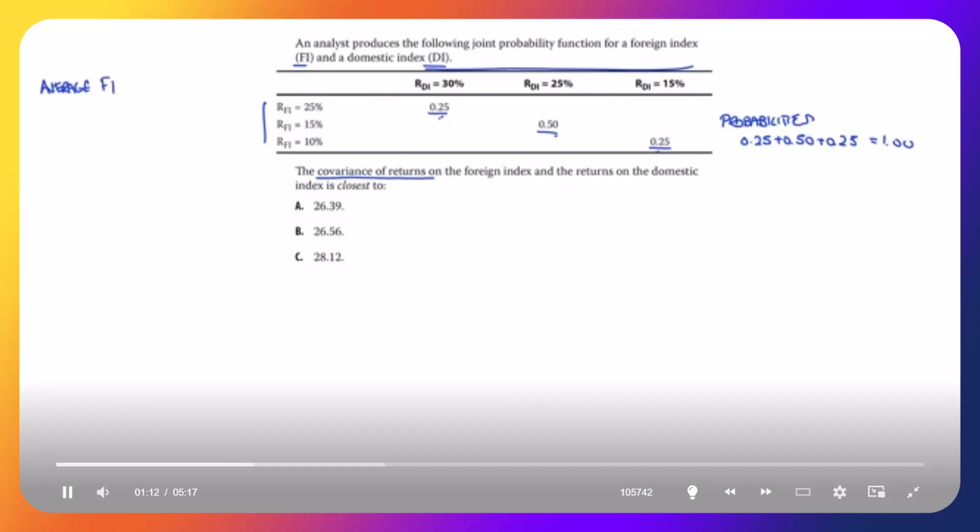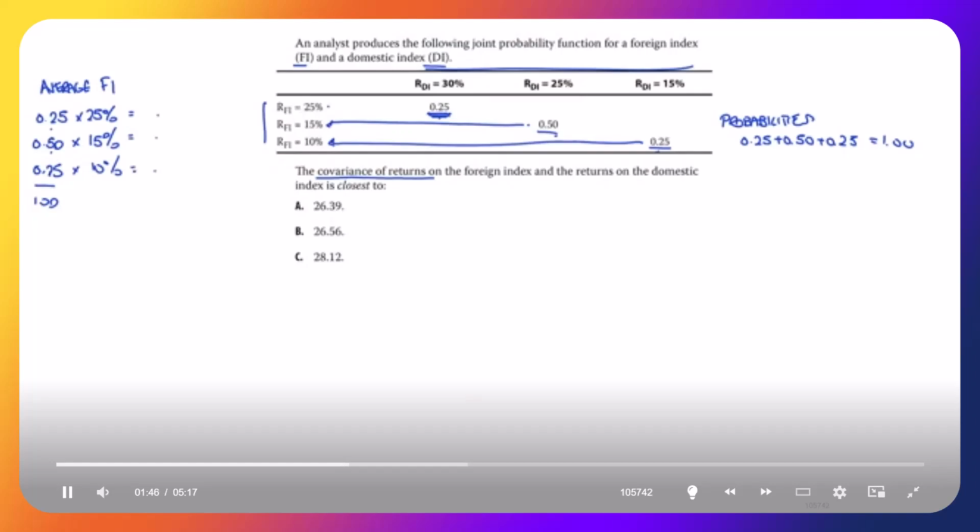Step 1, we're going to calculate the average return for the foreign index given these three scenarios. Well, we have a 25% chance of getting 25%. So we'll start with 0.25 times 25%. We have a 50% chance of getting 15%, so 0.5 times 15%. And we have a 25% chance of getting 10%. So 0.25 times 10%. Again, these were the probabilities, so they added up to 1. Multiply those three out and add together the answers. You will get 16.25. That is the average return for the foreign index.